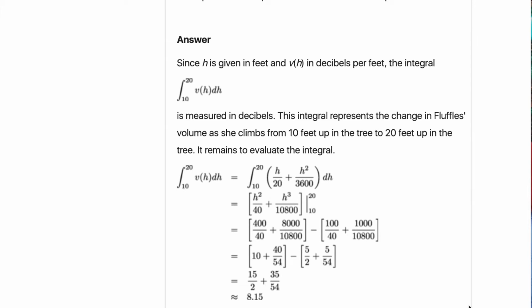And so this simplifies to 10 plus 40 over 54, minus the quantity 5 over 2 plus 5 over 54. And this further simplifies to 15 over 2 plus 35 over 54, which is approximately 8.15. So Fluffle's volume changes by approximately 8 decibels as she climbs from 10 feet up in the tree to 20 feet up in the tree. So as she climbs the tree, the decibel level of her meow is getting louder as she goes up.